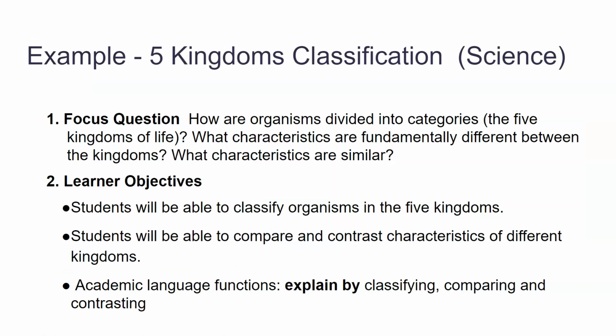In a lesson about the Five Kingdoms classification system, here are some sample objectives. Students might classify organisms, compare and contrast characteristics of different kingdoms, and the academic language function is really to explain by classifying, comparing, and contrasting.